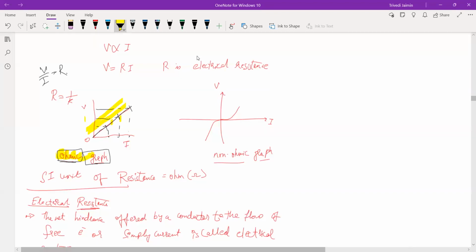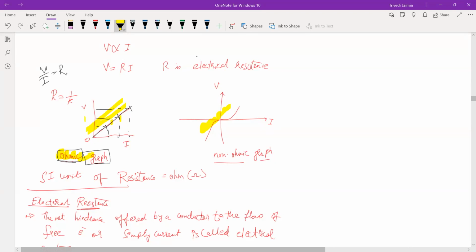Now this is a non-ohmic graph. It is not just the way I have drawn; it can be any graph. Any graph except the linear one is a non-ohmic graph. An example of a non-ohmic material is semiconductors, because V and I do not increase simultaneously; their values do not match.